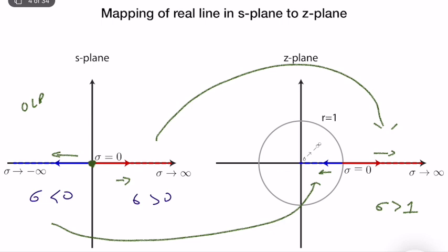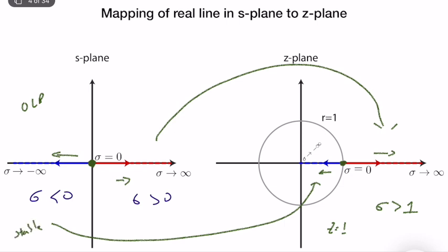And the origin is mapped to z equal to 1 on the discrete time axis. So what is sigma less than 0? This is the pole. If it's a pole, we know that it is stable, right?